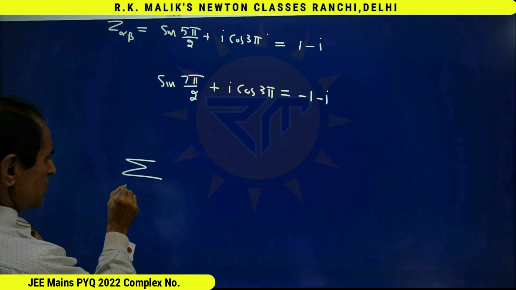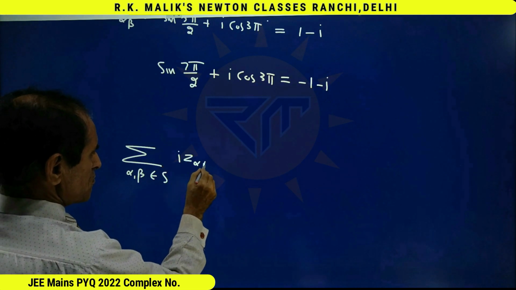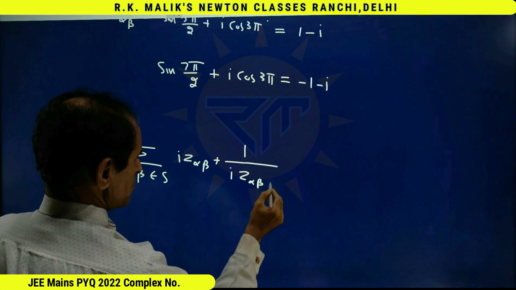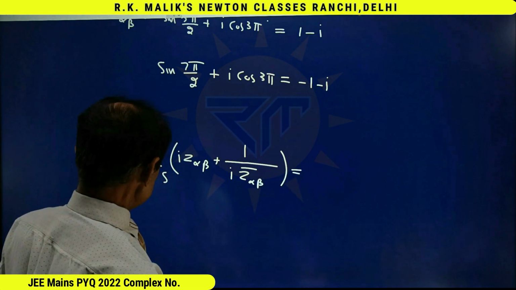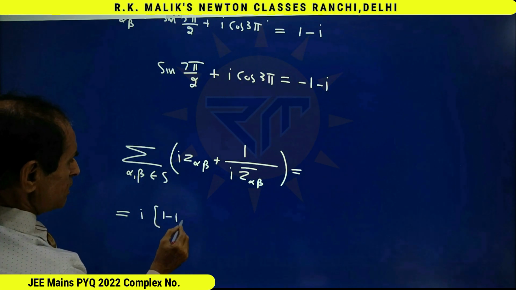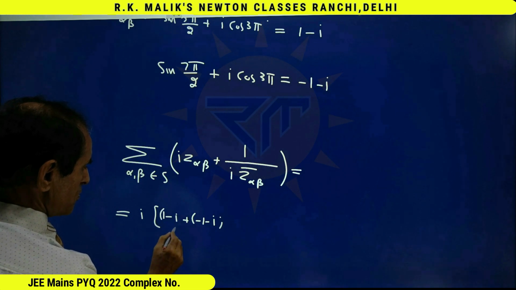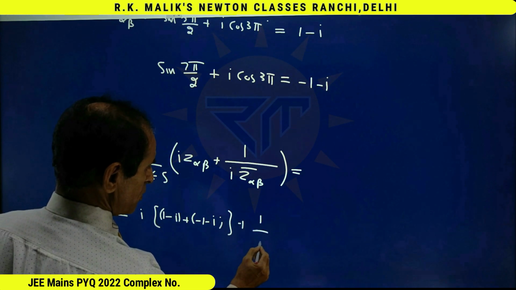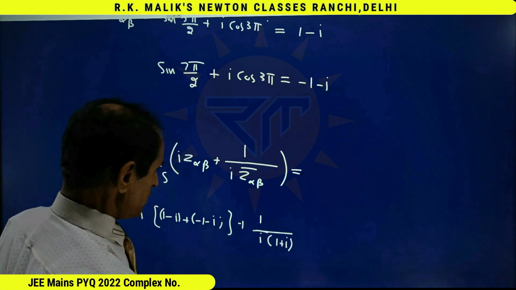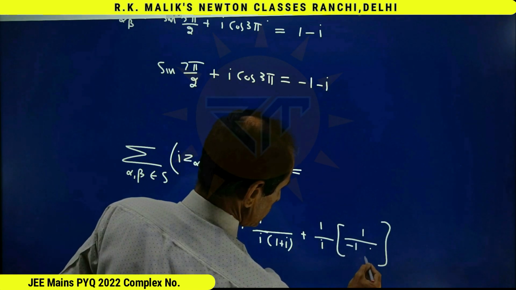Hence, the required sum becomes equal to I into 1 minus I plus minus 1 minus I plus 1 upon I into 1 plus I plus 1 upon I into 1 upon minus 1 plus I.